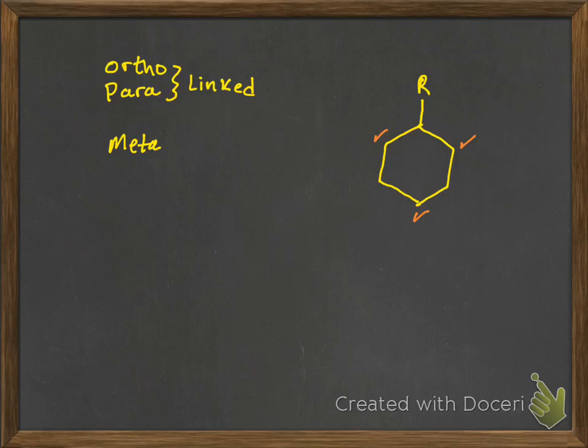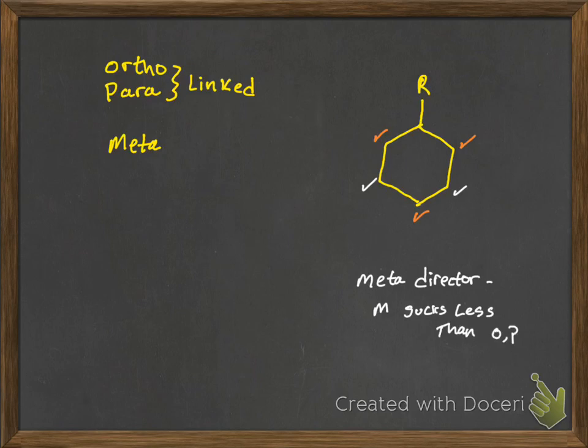The meta position here and here usually isn't any better for a direction, like if R happens to be a meta director, and we'll take a look at how you can know that over the next few videos. But if R happens to be a meta director, what it really means in a meta director is that meta sucks less than ortho and para.